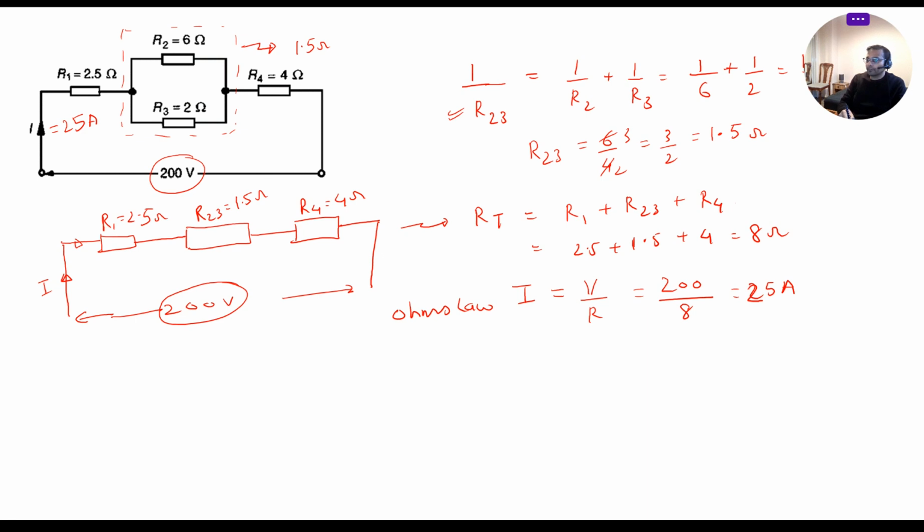Now, let's see in the equivalent circuit diagram, the same current I is flowing, 25 amperes. Okay, so we can find the voltage drops. For the time being, we still need to calculate I2 and I3. I'll just note it down here. Now let's move on and calculate the voltage drops.